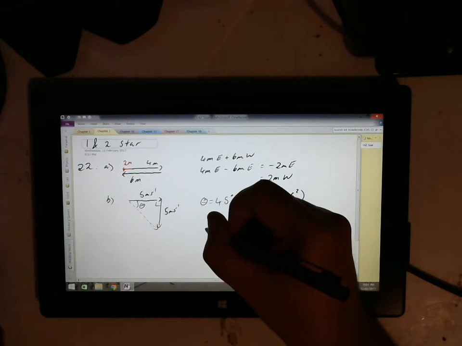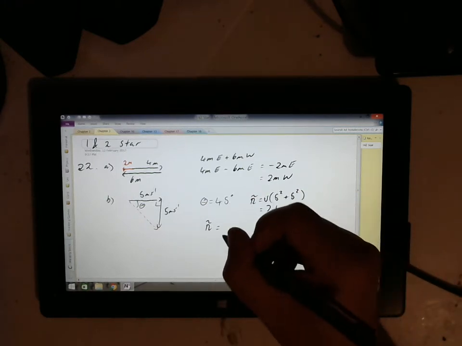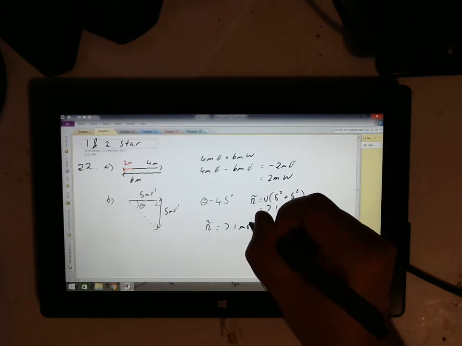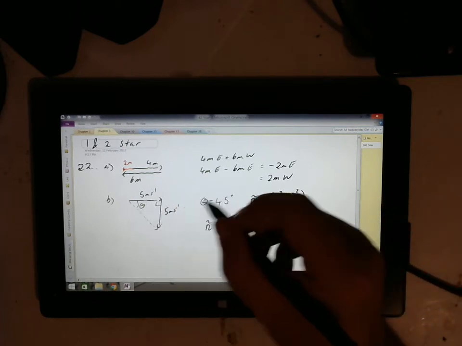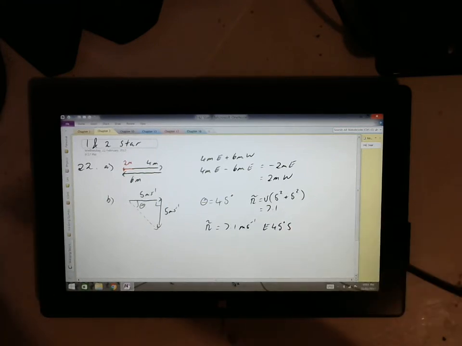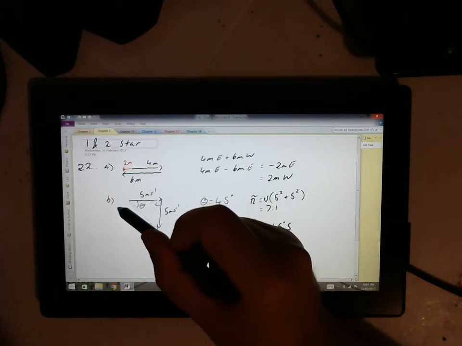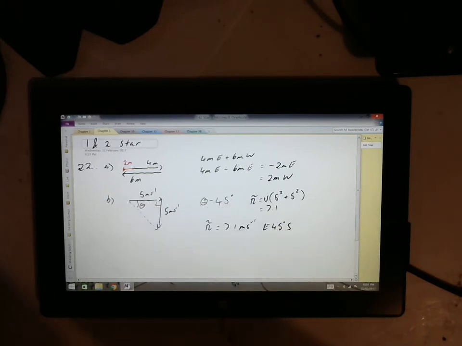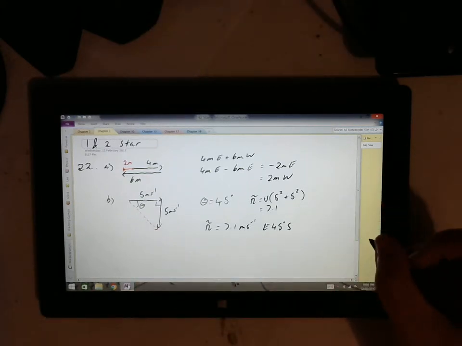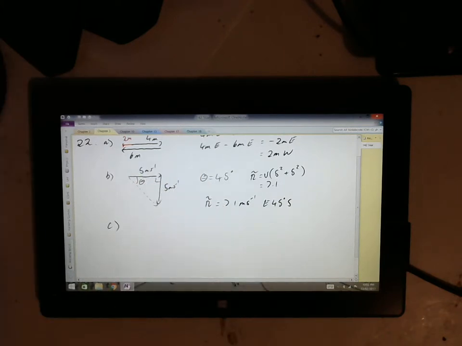So in total, our resultant here, I'm just using R for resultant. Don't forget, your vector needs a hat. 7.1 meters per second. Don't forget the units. Now that angle there is east, 45 degrees south. We could do 360 take away 45, so 315 degrees would be our positive Cartesian or polar coordinate all the way around. Or negative 45 degrees would also be appropriate, but they gave it to us in east and south, so let's give it back to them in east and south.